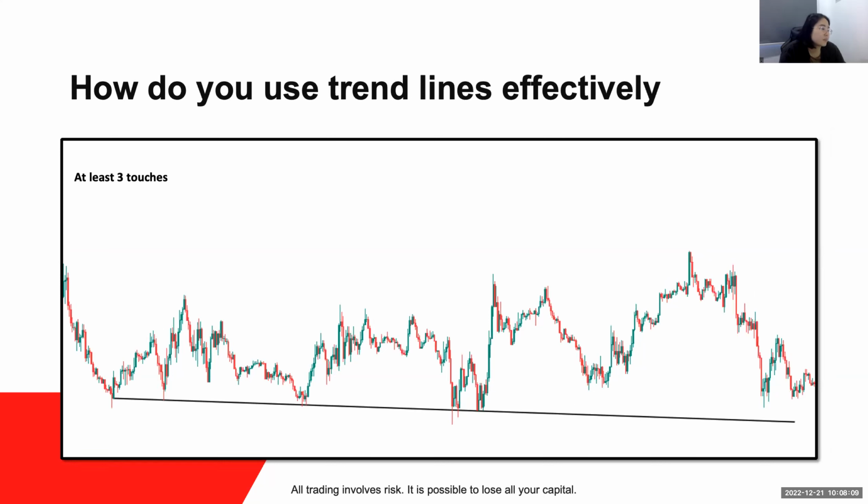So a trend line, at a minimum, needs 3 touches. So 1, 2, 3, 4, 5, 6 touches in this example. But at a minimum, when you are plotting your trend line, it needs to have at least 3 touches. If it's less than 3 touches, it is not a valid trend line, and you should not be using that as a guide or a reference. At a minimum, it should be at least 3 touches.